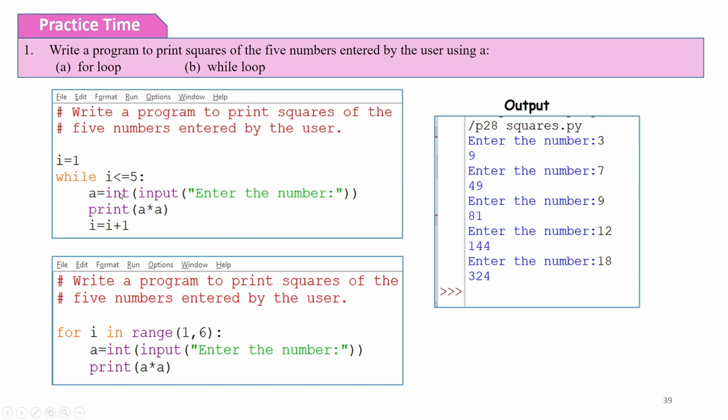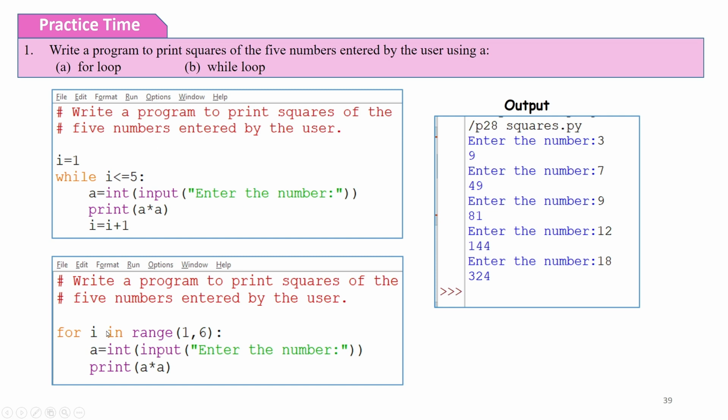So first time when it entered 3, it gave 3 into 3 as 9. Then the second time 7 was entered, which gave 7 into 7, 49. Third time 9 was entered, 81. Then 12, 12 12s are 144. 18, 18 multiplied by 18 gave you 324.